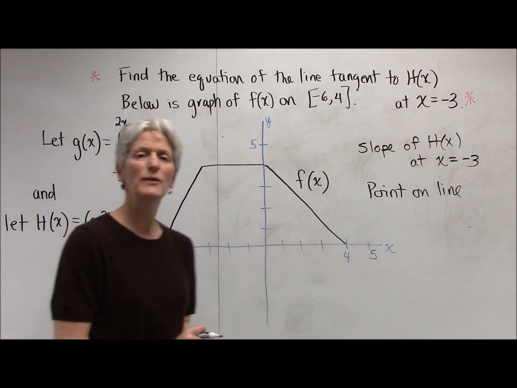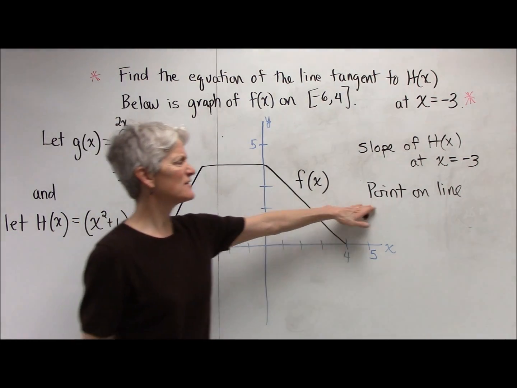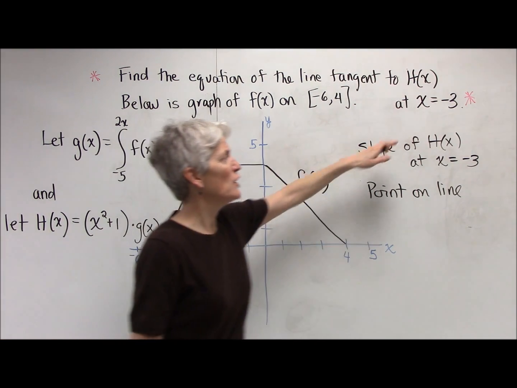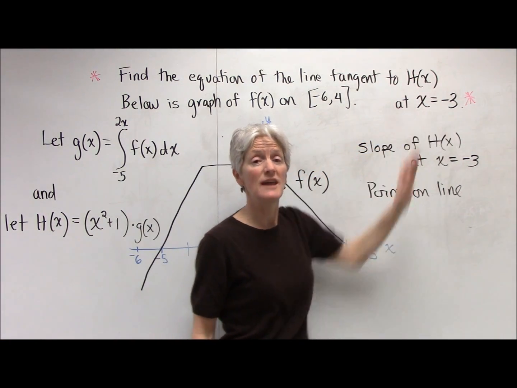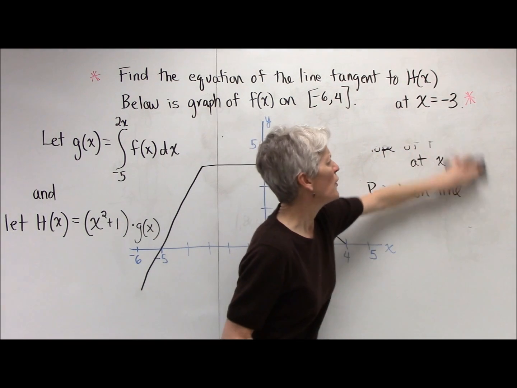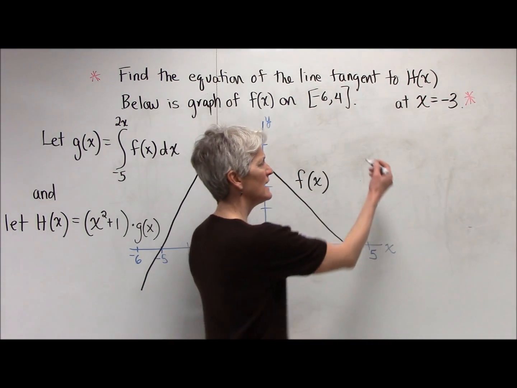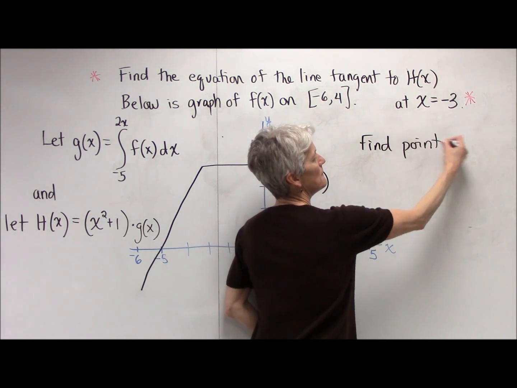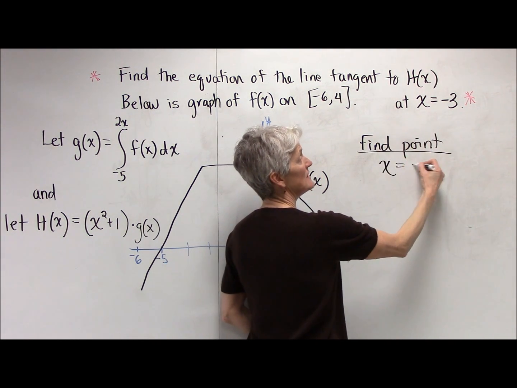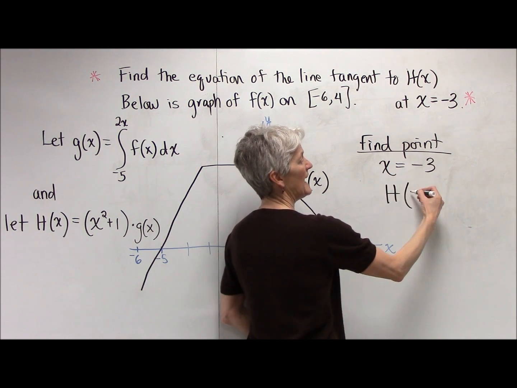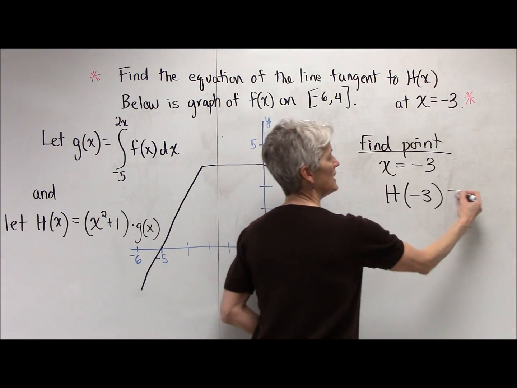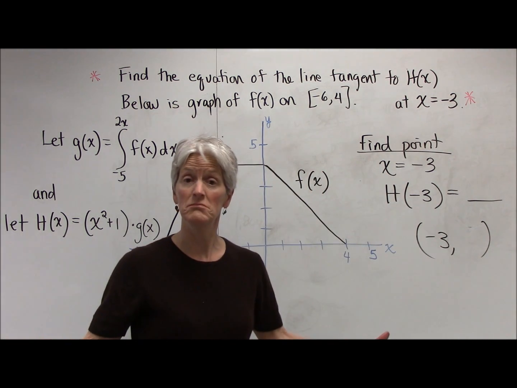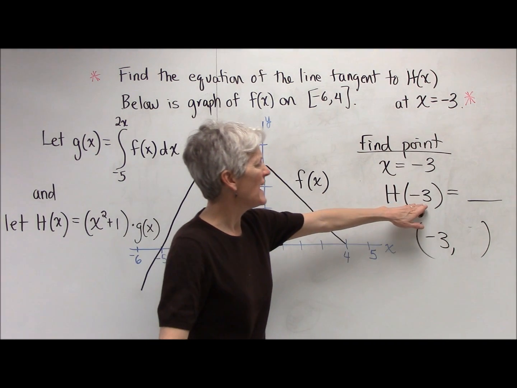So, how are we going to go about doing this? Let's start by finding the point on the line. That doesn't seem too bad. I already know my x value is -3. So if my x is -3, I basically just want to find h of -3, and then I'll have my point, -3, whatever that y value is. So I want to find h of -3.